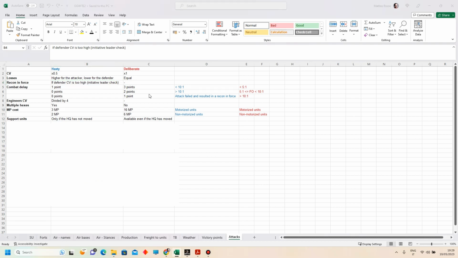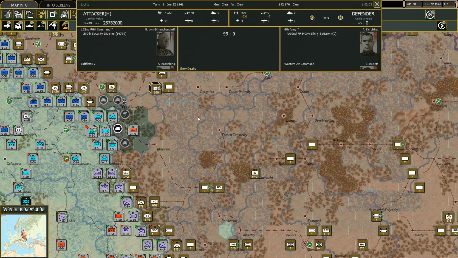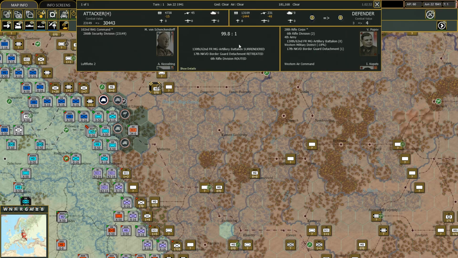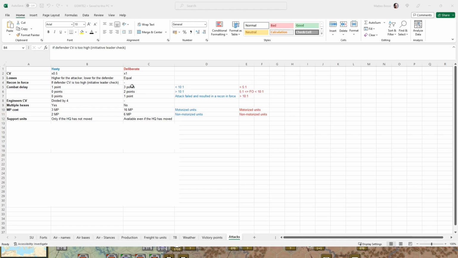If you go here, on ground battles only, instead of this, you will see that enemy forces were scouted, basically.